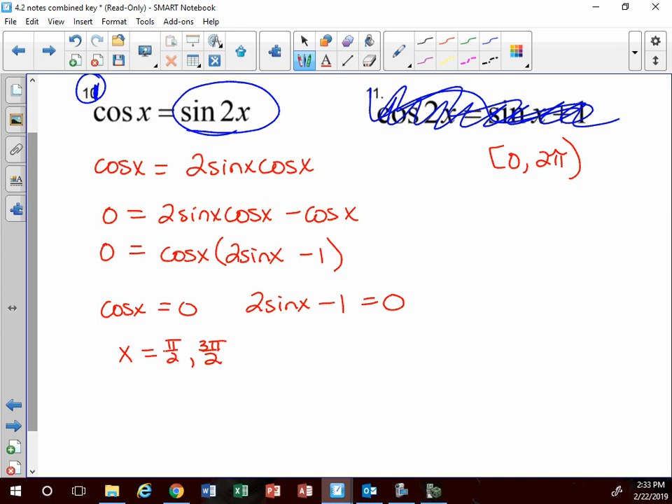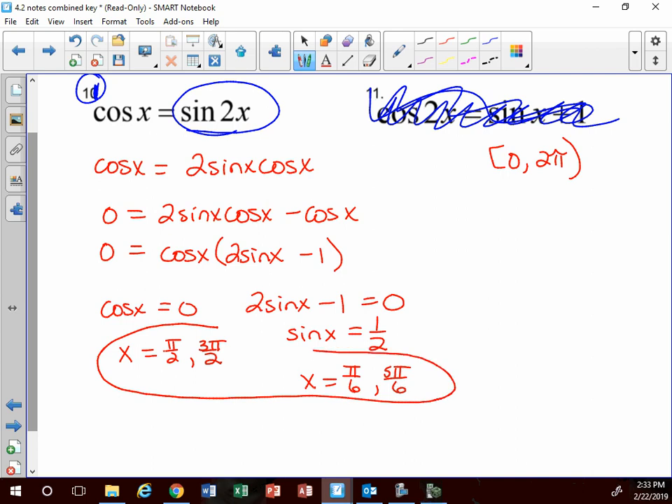Then we'll go over to the other equation. I would add the 1 and divide by 2, right? So I would go, when does sine equal 1/2? That's just algebra there, guys. Where does that happen? Pi over 6 and 5 pi over 6. Yes, 5 pi over 6. All 4 of those are your answers.